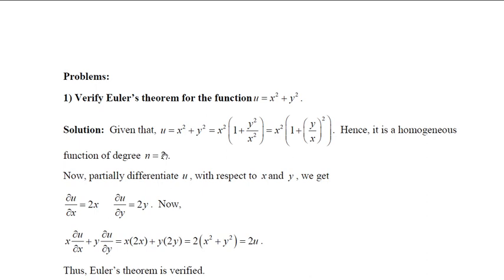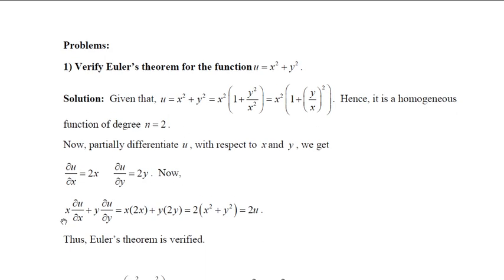Now, you should remember and recall what is your Euler's theorem. If it is homogeneous function, then we have to show that x into dou u by dou x plus y into dou u by dou y is equal to nu. So we need partial derivative with respect to x and y for u. Let's partially differentiate u with respect to x and y. The partial derivative of u with respect to x is derivative of x square is 2x plus derivative of this, which is a constant when you are differentiating with respect to x, is 0, and derivative of u with respect to y is, this is constant, therefore derivative is 0, plus derivative of y square is 2y.